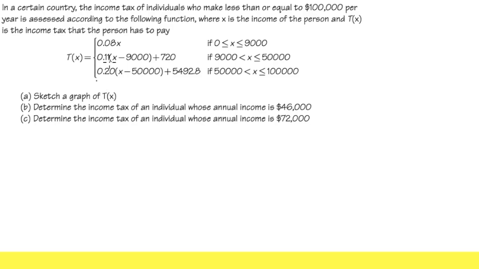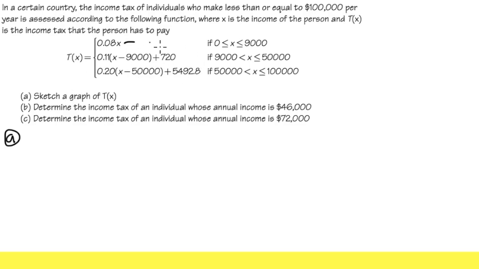Here's the question that we have. It says, in a certain country, the income tax of individuals who make less than or equal to $100,000 per year is calculated according to this piecewise function. And we see that x is the income of the person and T(x) is the tax that the person has to pay. First part, we are going to make a sketch of the graph of this function.